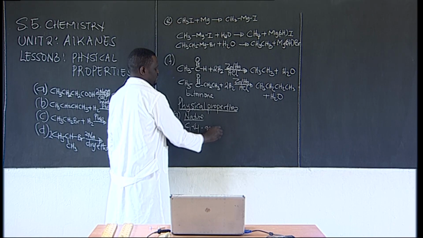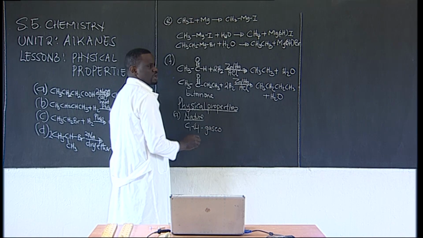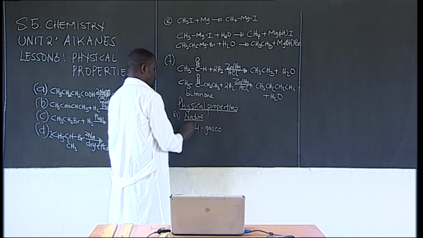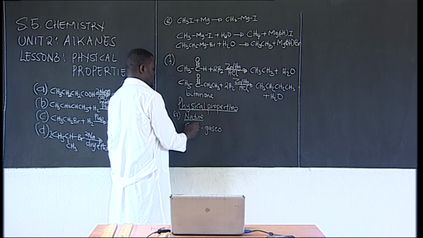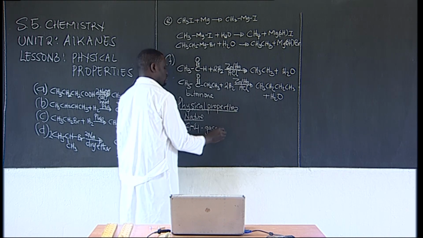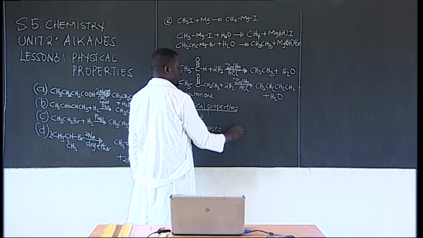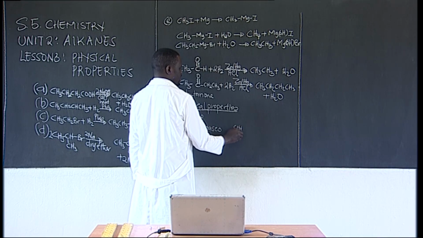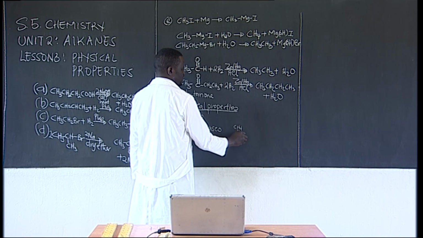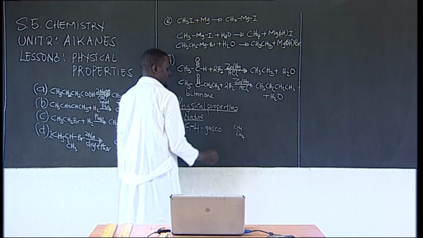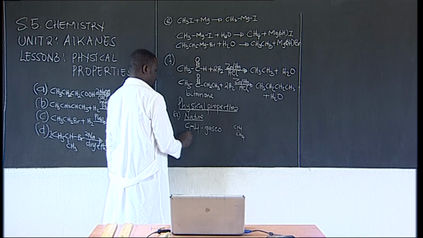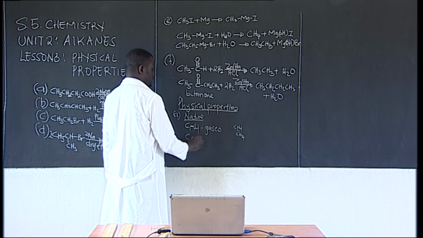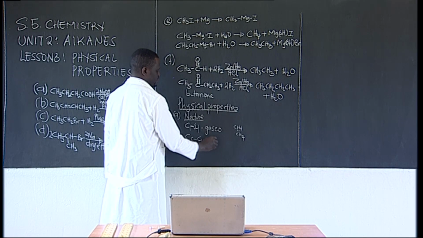Why are they gases? Because they have few intermolecular forces of interaction. Or we can say that these alkanes, because they are non-polar, are bonded together with van der Waals forces. So you observe that the intermolecular force between, for example, methane and methane is very weak, and hence it exists as a what? A gas.